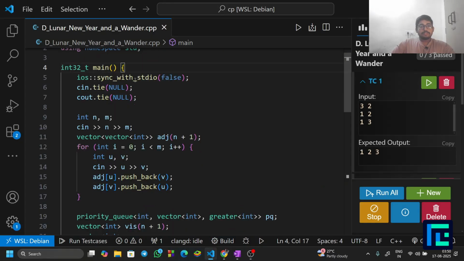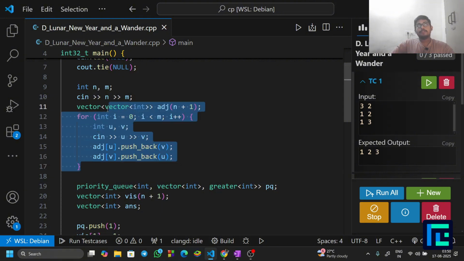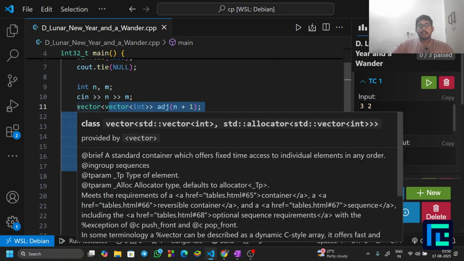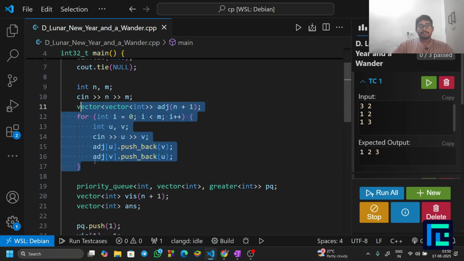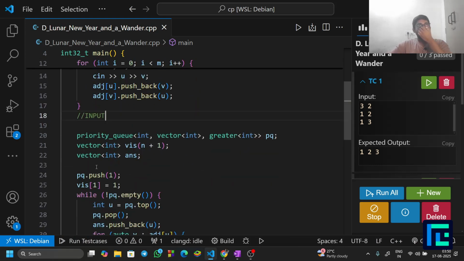Okay, so here we are taking the input n, m, and in an adjacency list I am storing the graph. Okay, so for the m edges, u dot pushback v, v dot pushback u. I hope you know how we store a graph in an adjacency list. So I have done that. This was for the input part. Once input is done, then we have to run an algorithm like a BFS but using a priority queue. So we are taking a priority queue defined as greater int, so that the top of the priority queue is the smallest value and it's increasing.